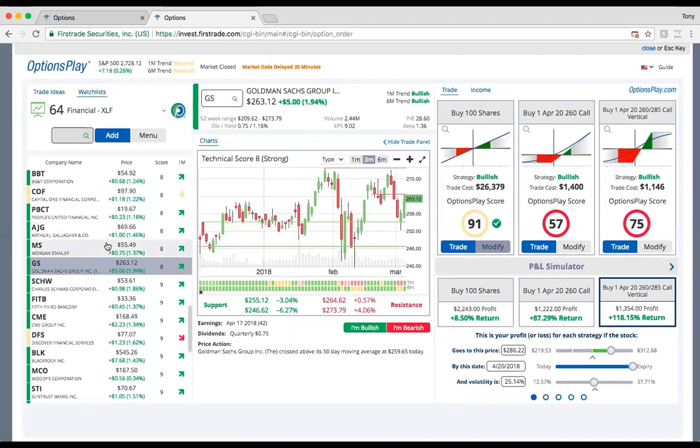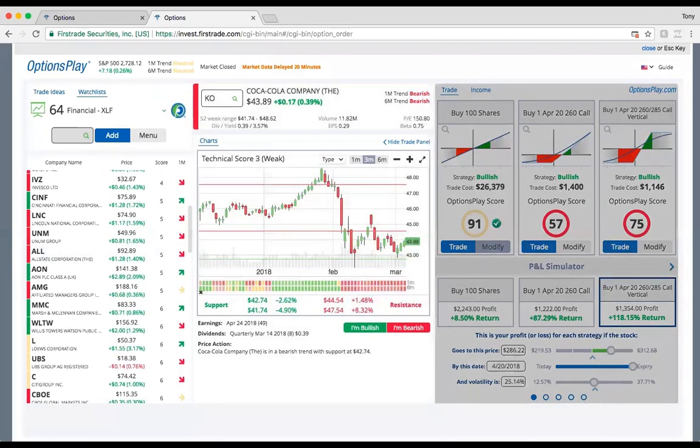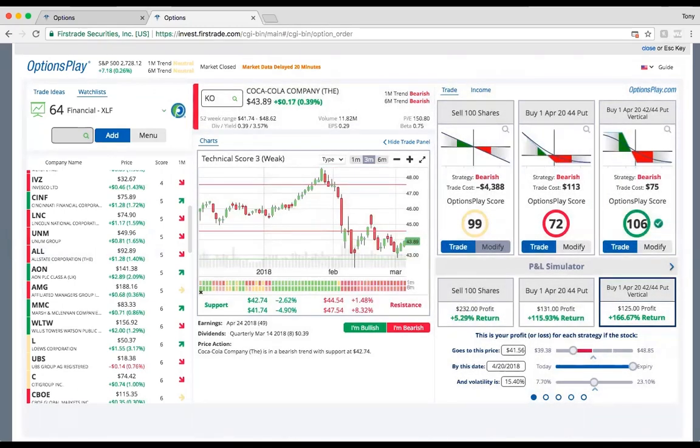But let's look at some other examples where maybe we can find you some good trades. Let's take a look at Coca-Cola. This is one of the weaker stocks, right? So technical score of 3 telling me this is a stock with weak relative strength.